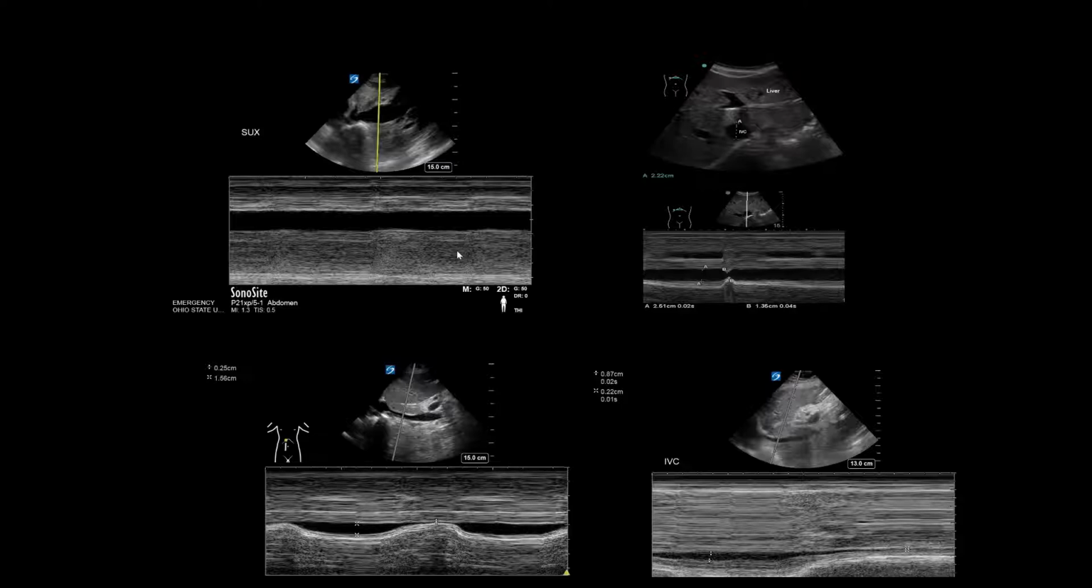So let's compare these tracings. The top left shows a plethoric IVC with little to no respiratory variation. The top right shows an IVC with normal respiratory variation, some but not complete collapse. Both of the bottom images show IVCs with complete collapse with normal respiratory variation. If these patients were hypotensive, they would be volume responsive.